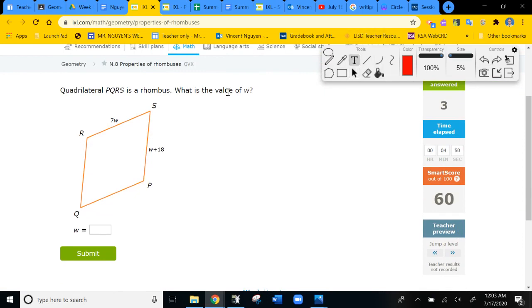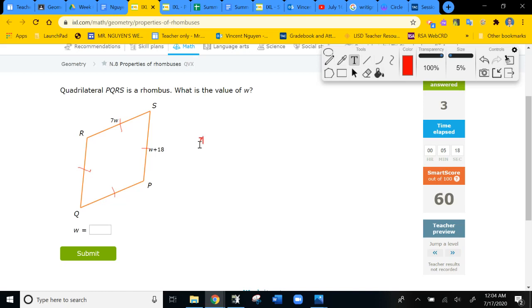Just like the square, the sides on the rhombuses are the same. So these right here are congruent. Just think of a rhombus as a square being pushed over, like you push on the sides of the square and it got smushed a little bit. So that's a rhombus. Anyway, I would set these equal to each other.